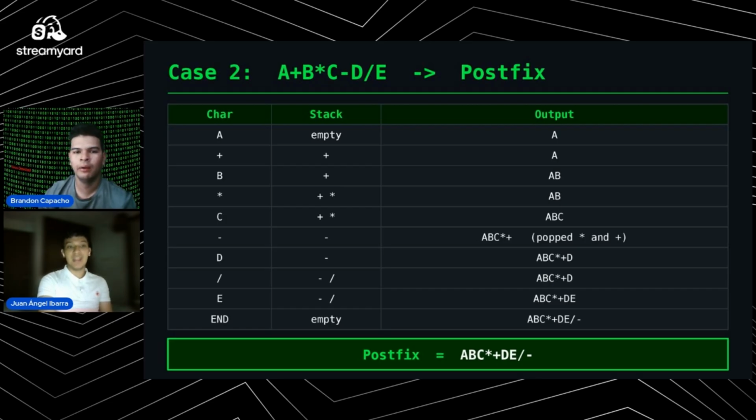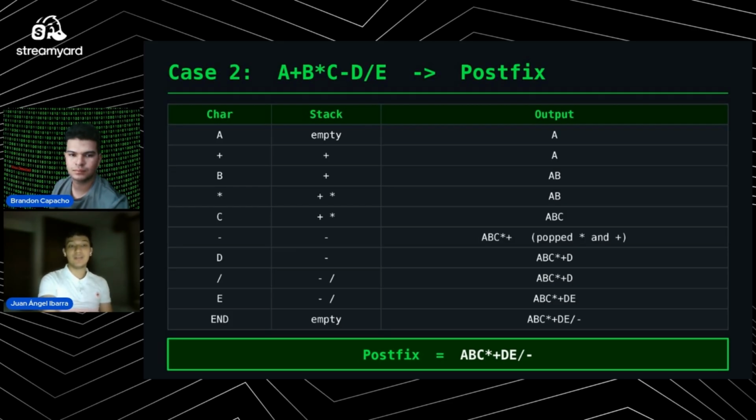We read the A and it goes to the output. We read the plus and push it since the stack is empty. We read the B and it goes to the output. We read the times, the top of the stack is the plus, which has lower priority than the times. So we just push the times on top. We read the C and it goes to the output.